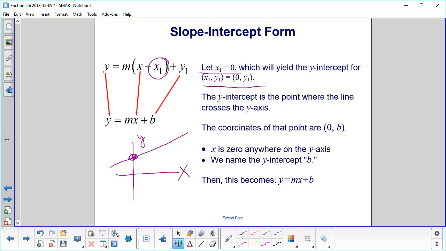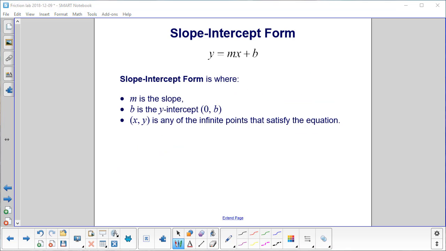So what do we have? x is 0 anywhere on the y-axis. The y-intercept we're going to call b now instead of y1, and the whole equation becomes y equals mx plus b. We call this the slope-intercept form of a line. y equals mx plus b. m is the slope, b is the y-intercept where the point is (0, b) and it crosses the y-axis, and x and y are any of the infinite points that satisfy the equation.